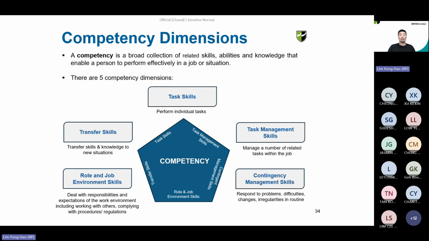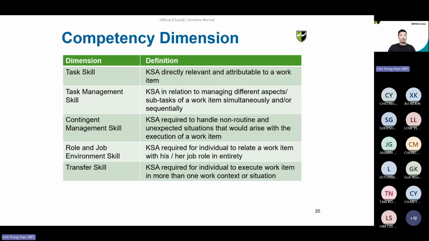Then of course contingency management skills, which we will see quite a bit in positions that require a bit more managing, a bit more managerial, a bit more leadership role. Or it's a certain type of job where their main thing is to handle contingencies. So the task skill is the one that we usually look at when we talk about skills. Task management skills relate to managing different aspects of the task simultaneously.